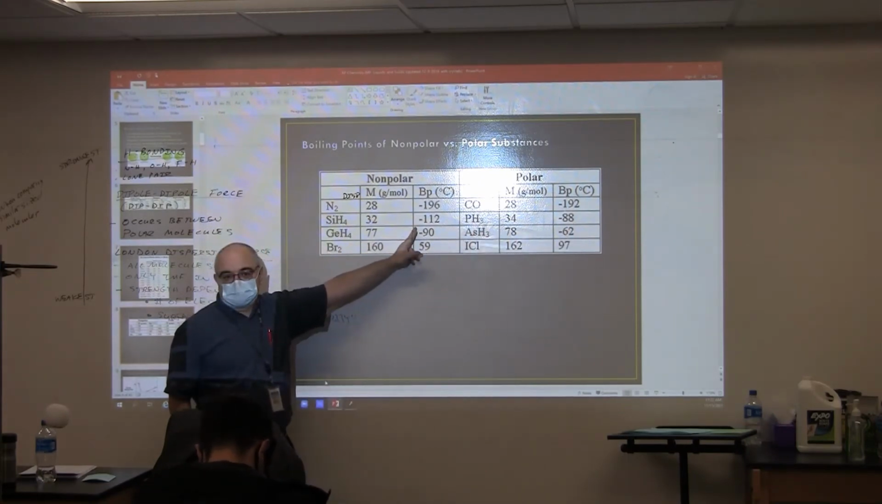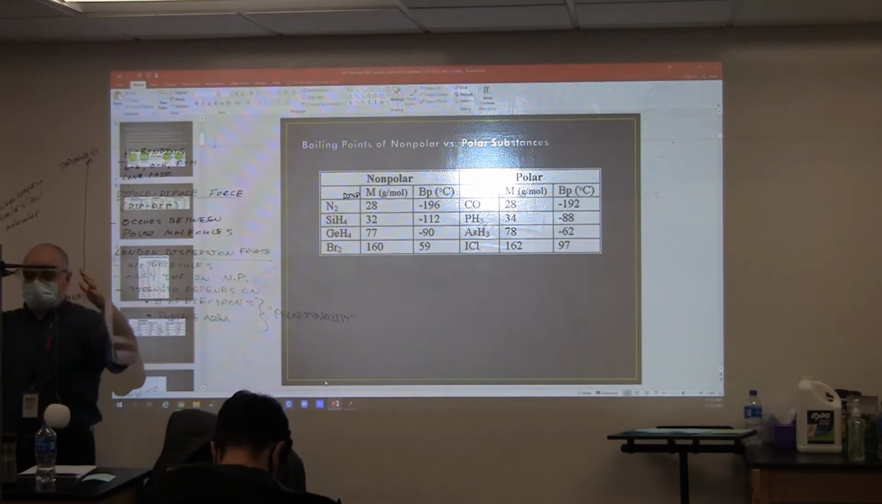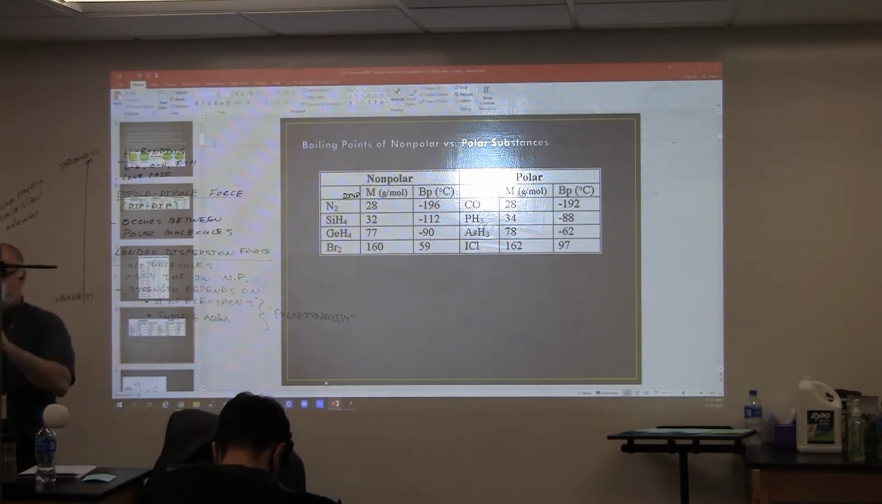Does that make sense? Can you see what I'm saying? Because later, you're going to have to be able to take groups of molecules and compare the relative strengths and say, okay, why does this one have a higher boiling point? Why is this one more viscous? Why does this one have more surface tension? All of those are going to be meaningful in just a minute.